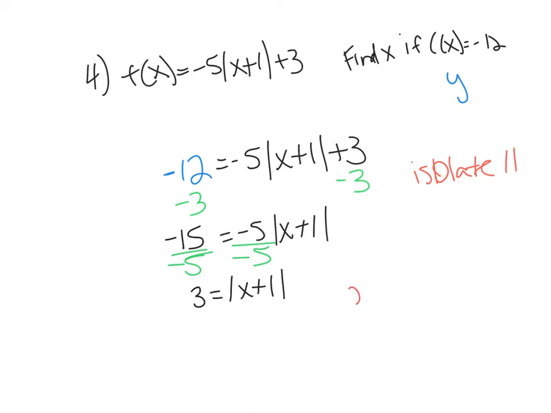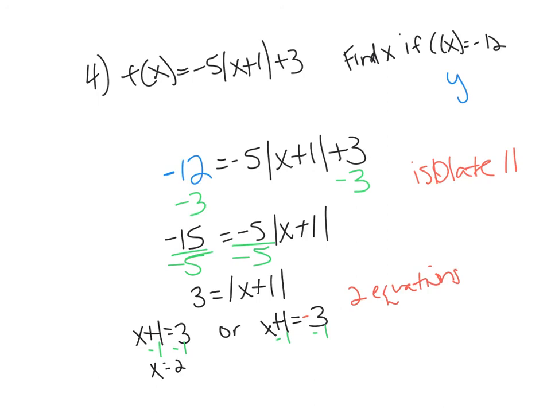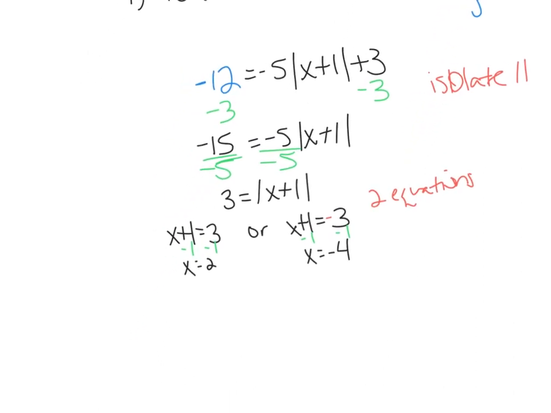And now we're going to split into two equations. Everything inside, x plus 1, could equal a positive 3, or everything inside, x plus 1, could equal negative 3. Now we're just going to solve for x. If we solve for x, subtract 1 from both sides. So x here would equal 2, and x here would equal negative 4. But before we're done, we're going to make sure to check our answers.